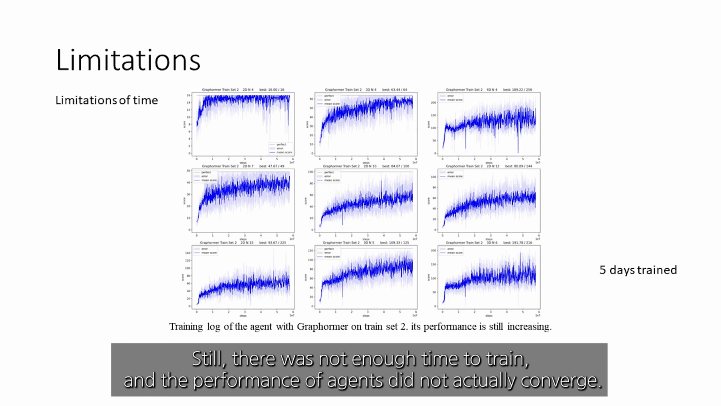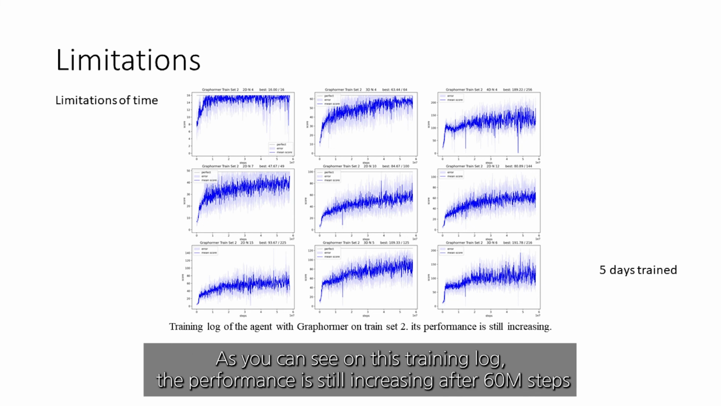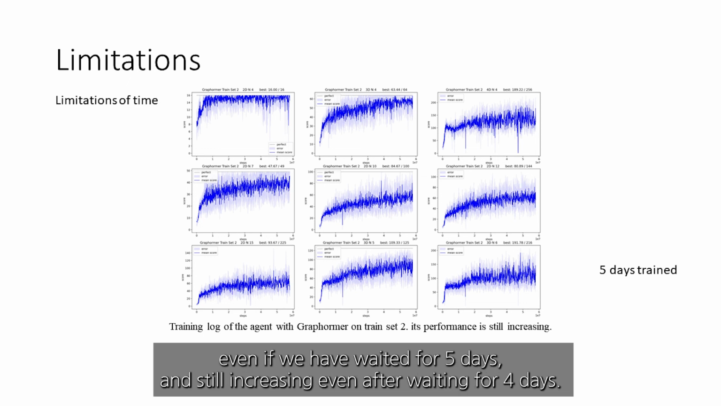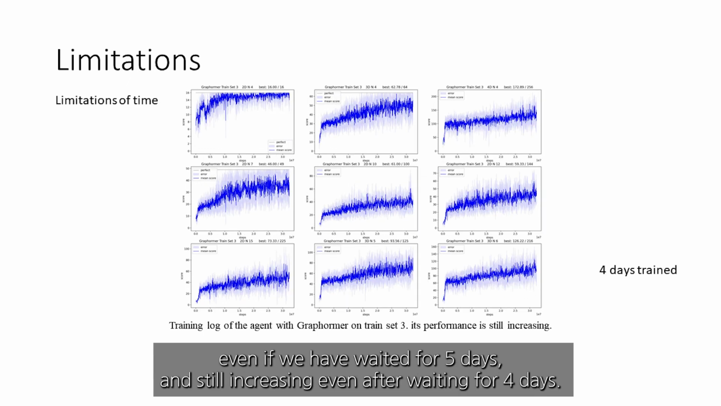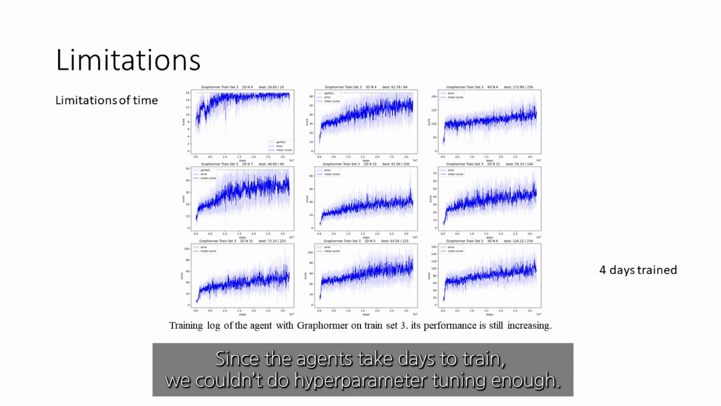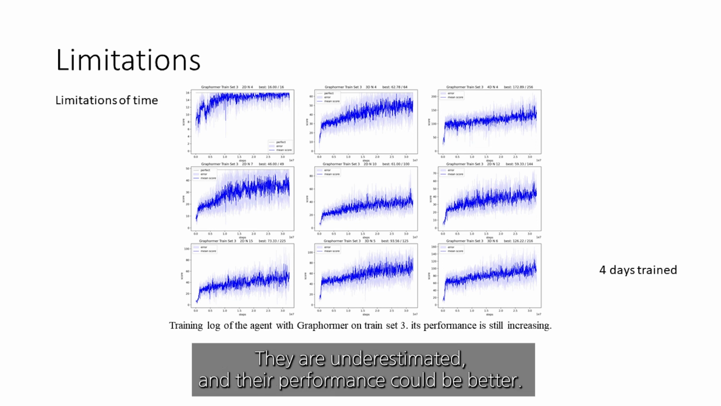Still, there was not enough time to train, and the performance of the agent did not actually converge. As you can see on this training log, the performance is still increasing after 60 million steps even though we have waited for 5 days, and still increasing even after waiting for 4 days. Since the agents take days to train, we couldn't do enough hyperparameter tuning. They are underestimated and their performance could be better.